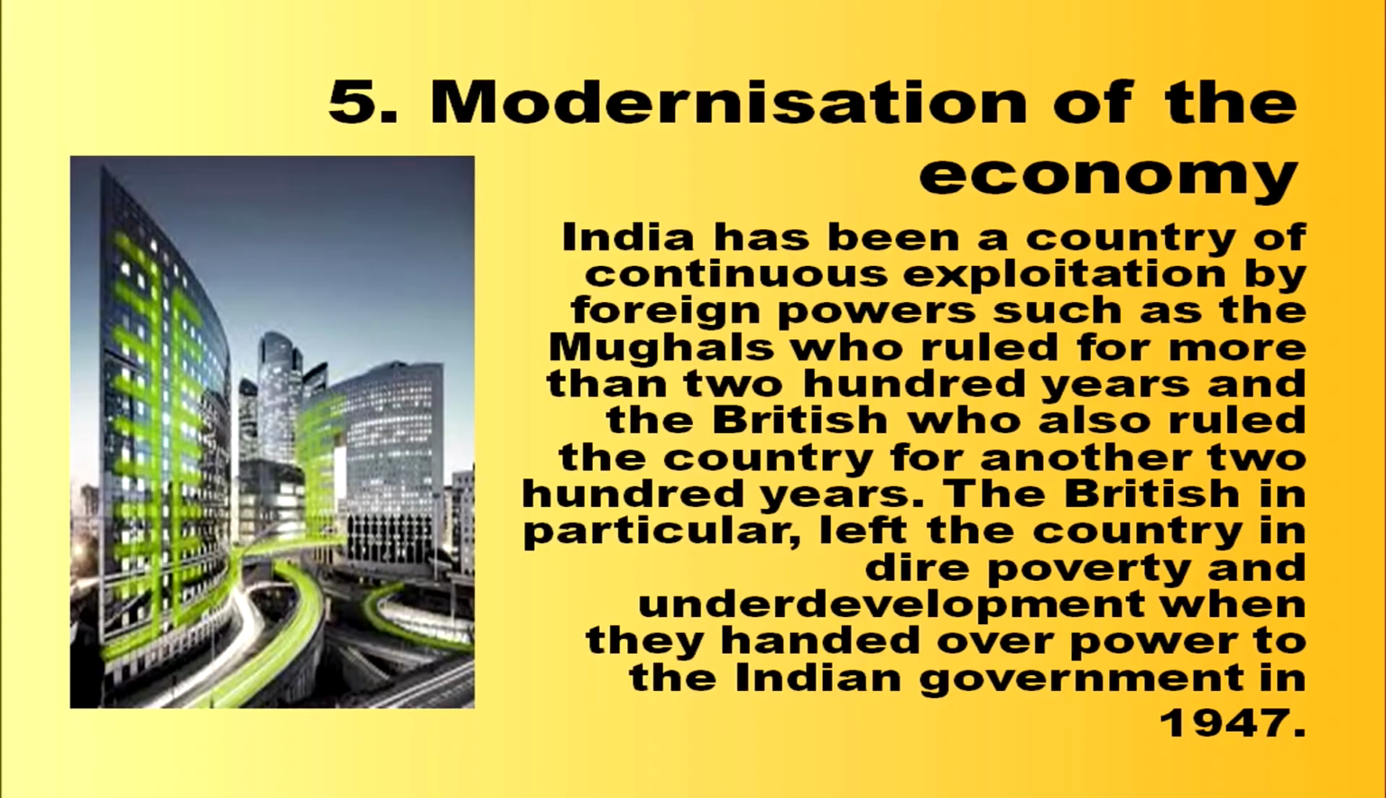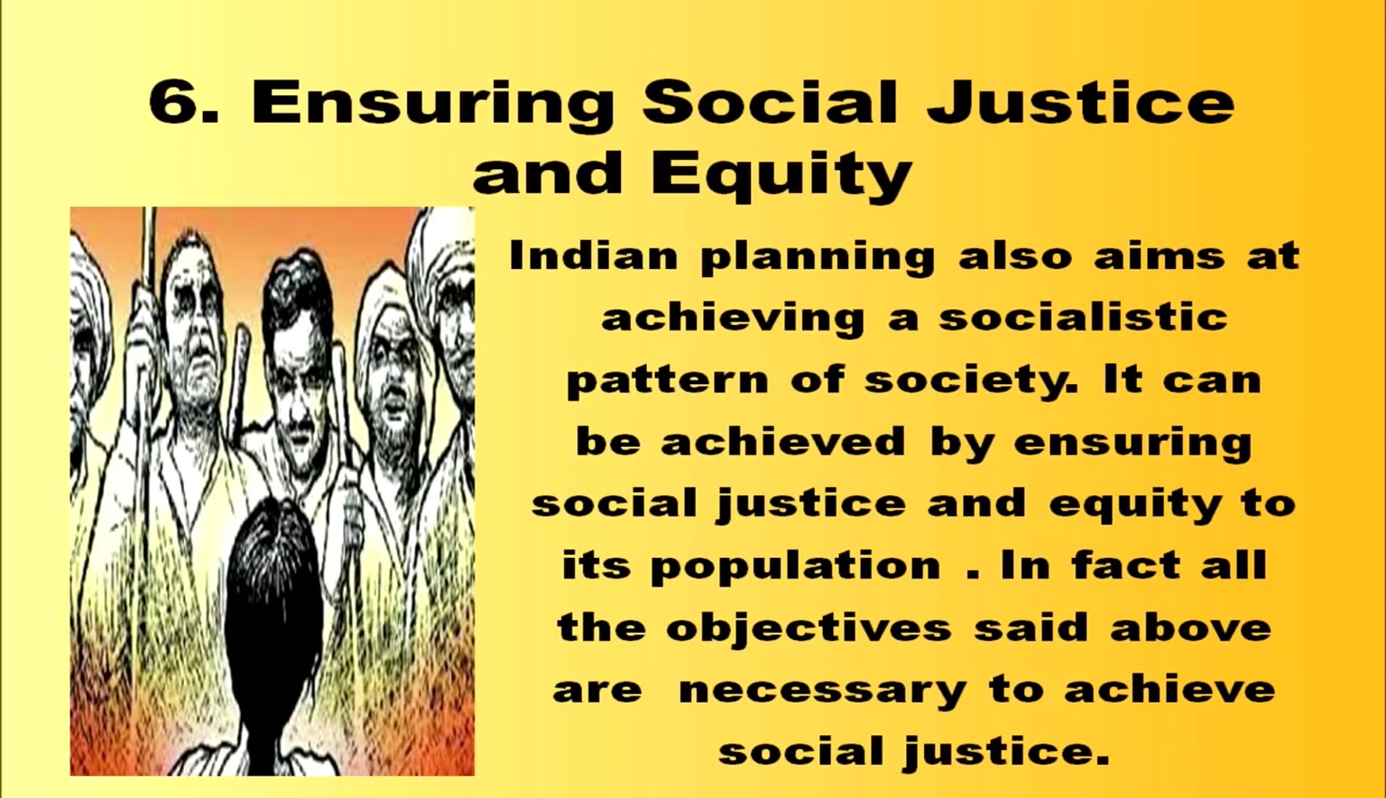Let us now understand the fifth objective, which is modernization of the economy. India has been a country of continuous exploitation by foreign powers such as the Mughals, who ruled for more than 200 years, and the British, who also ruled the country for nearly 200 years more. The British in particular left the country in dire poverty and underdevelopment when they handed over power to the Indian government in 1947.